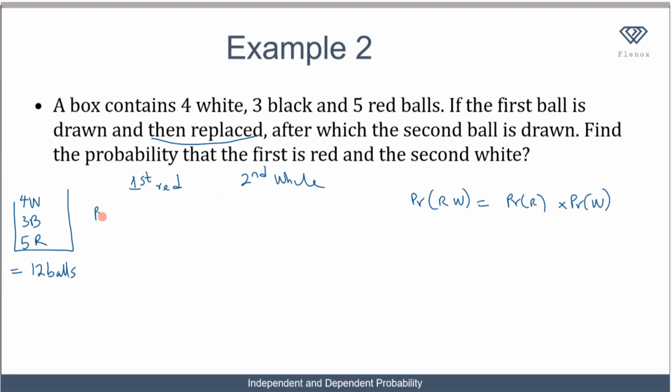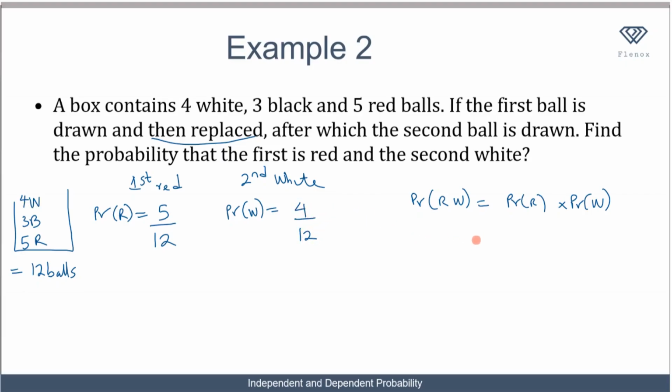So what is the probability of picking the first ball as red? That will simply be how many red balls do we have in this box? We have 5. And how many balls do we have in total? We have 12. So we have 5/12. How about the probability of picking the second ball? When we have picked the first ball, which is red, we replace it back. So after we replace it back, the total number of balls will still be 12. And we know that the total number of white balls is 4. So the probability of picking a white ball is 4/12.